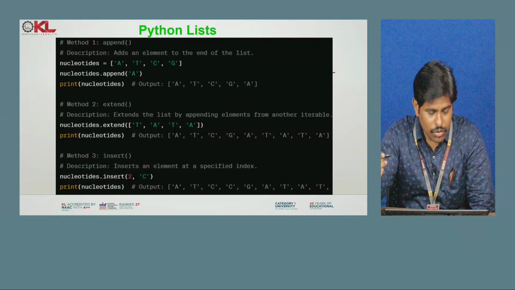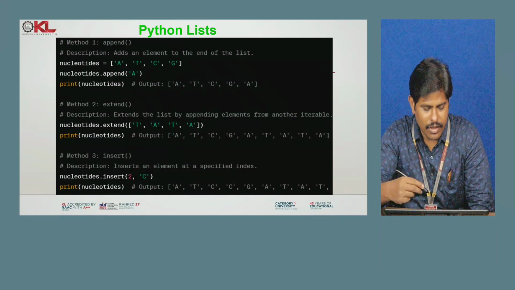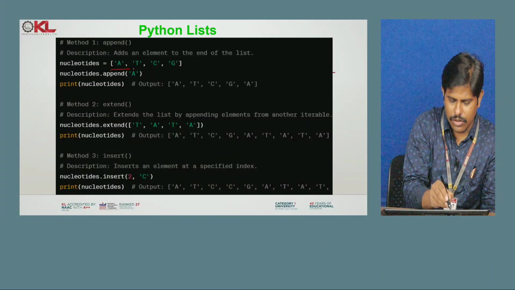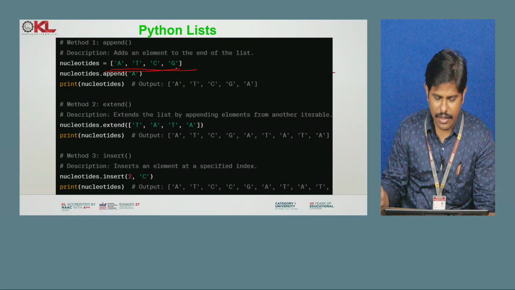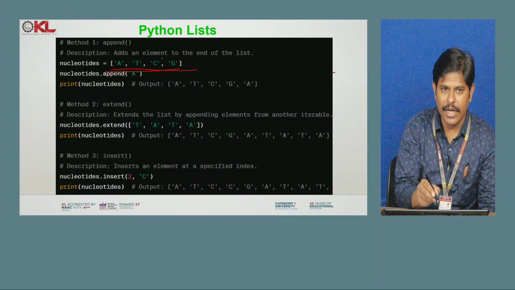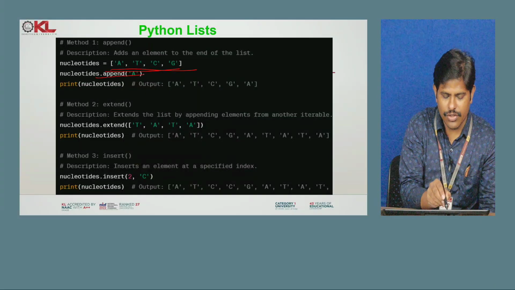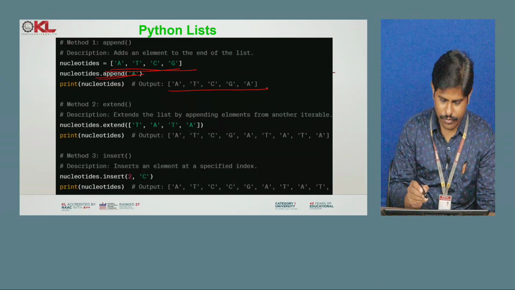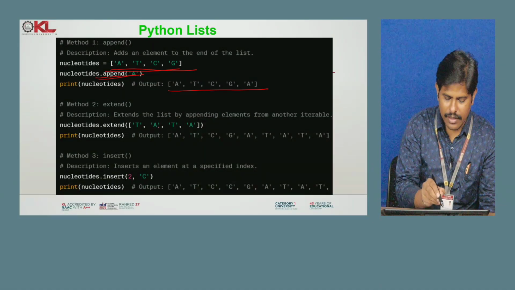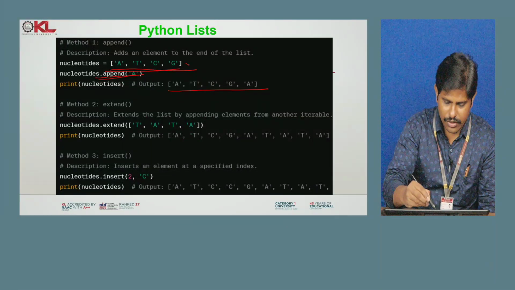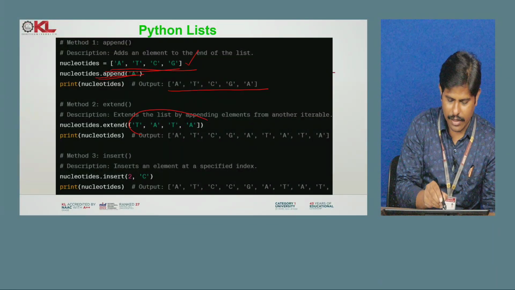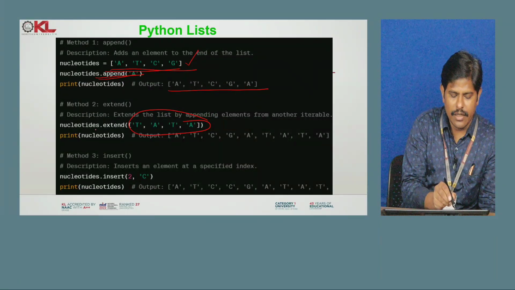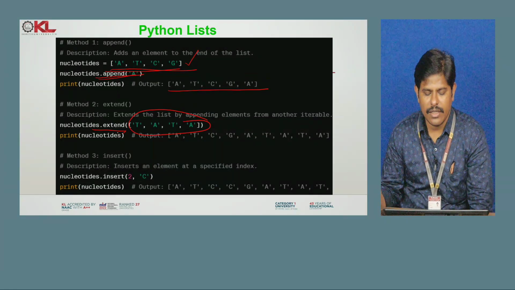And here I'll take some real life example, a bioinformatics example. I'm taking a DNA sequence, nucleotides A T C G, and I want to append another A to the current list. I have to say nucleotides dot append A. So my list becomes A T C G A, and I want to add T A to my initial list, or simply extend the list with elements to the current list. I need to say nucleotides dot extend T A.